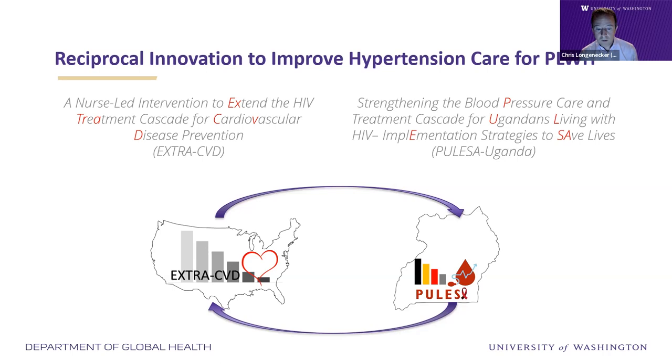This is a larger cluster randomized trial of two different hypertension integration strategies in HIV clinics in Uganda. We're testing a relatively low touch intervention, which is simply providing blood pressure cuffs and medications to clinics. And then secondly, a more complex multi-component intervention that layers on additional things such as audit and feedback, practice facilitation, other implementation strategies.